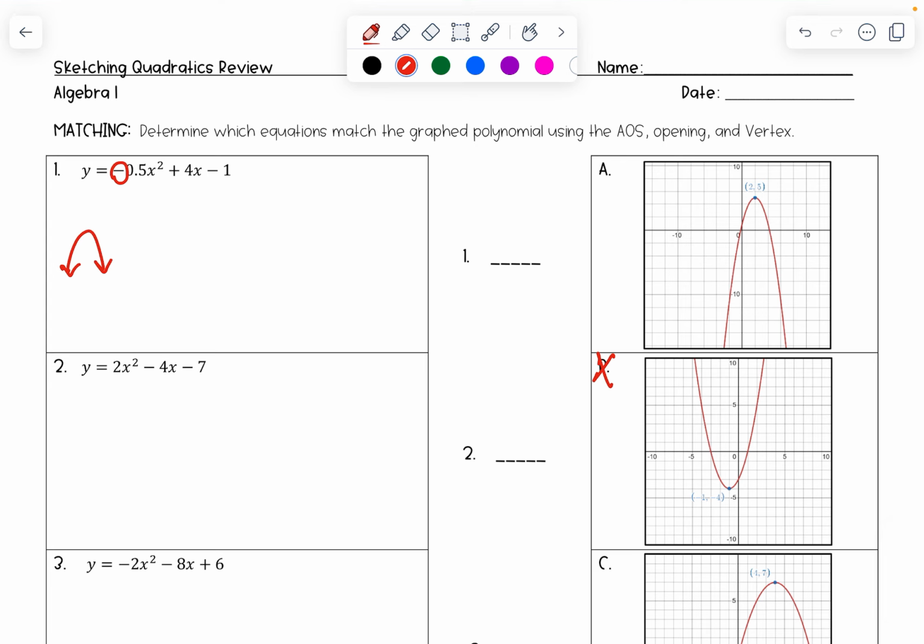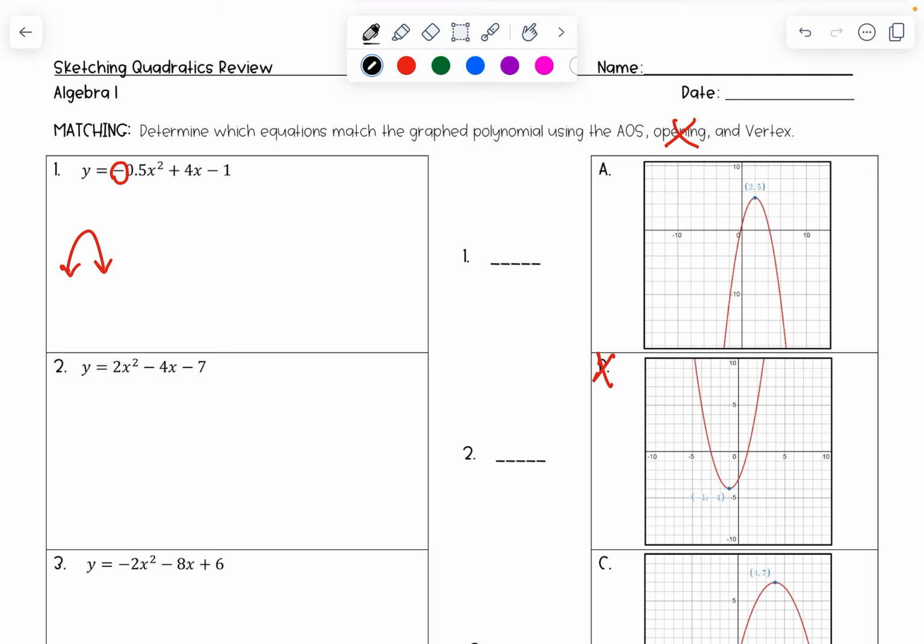Now, to move forward, we've kind of talked about the opening, we need to figure out the axis of symmetry, and hopefully that will narrow it down. And if needed and necessary, we can plug in X to find Y and ultimately decide where the vertex is.